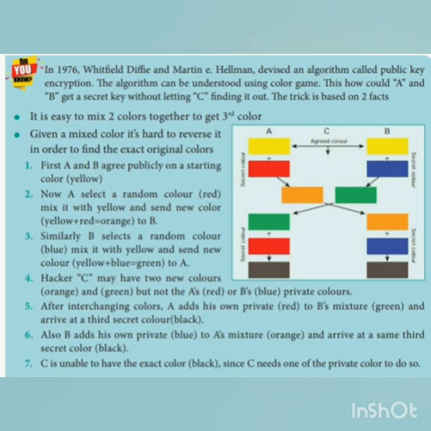After interchanging the colors, A adds his own private red to B's mixture, green, and arrives at a third secret color, that is black. In the same way, B adds his own private blue to A's mixture, orange, and arrives at the same third secret color, black. So C is unable to get the exact color black, since C needs one of the private colors to do so. So this is the simple example of asymmetric key encryption.